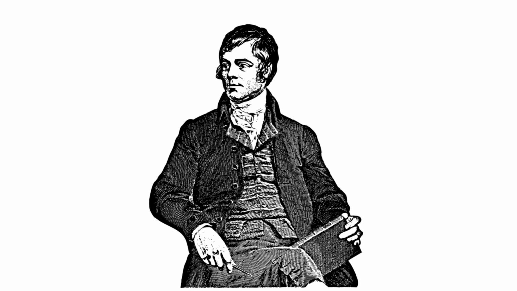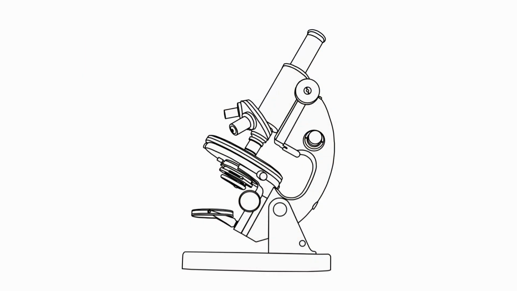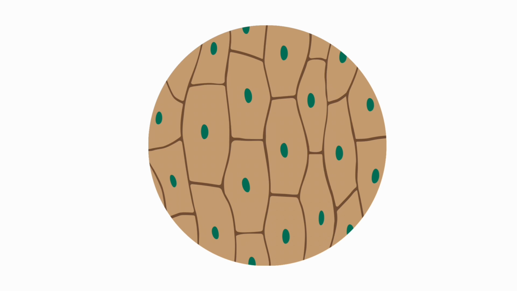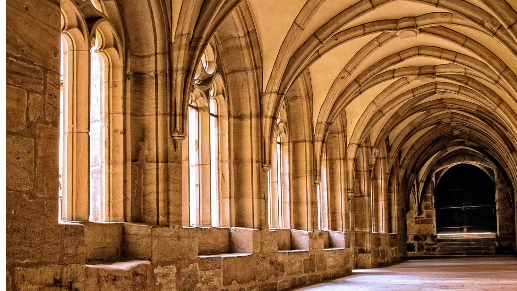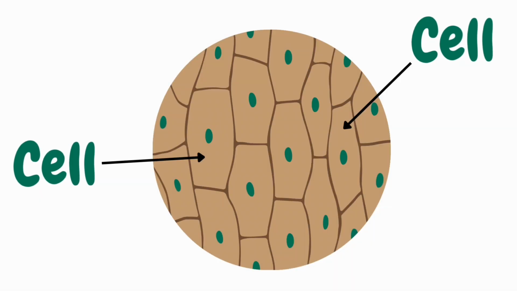Apparently, cells got their name when a scientist called Robert Hooke looked at a piece of cork using his microscope. When Hooke looked at the piece of cork, he noticed it was made up of tiny compartments. These reminded him of the small rooms or cells that monks live in in monasteries. So apparently Hooke named each compartment in the cork a cell.